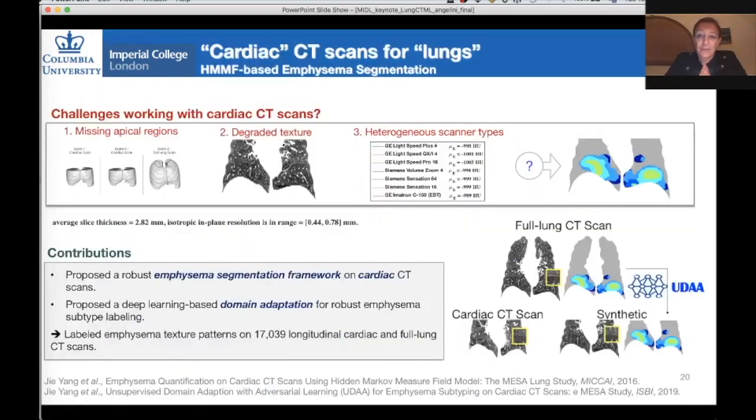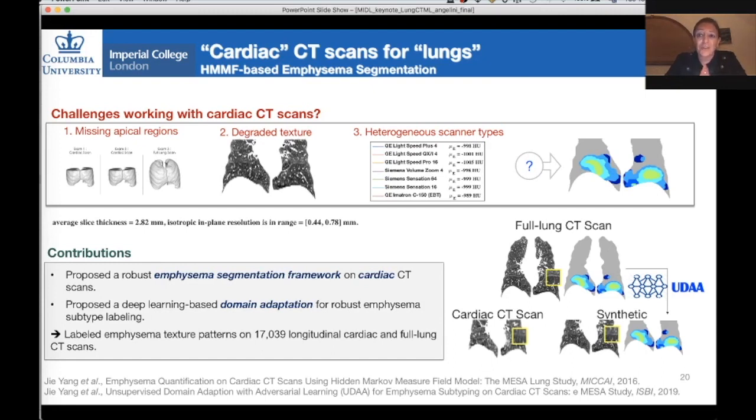So basically we were facing 3 challenges. First, we are missing the apical region of the lung. Second, we work with degraded texture. And third, we have to handle a very large set of scanner types, which varied a lot across several years.